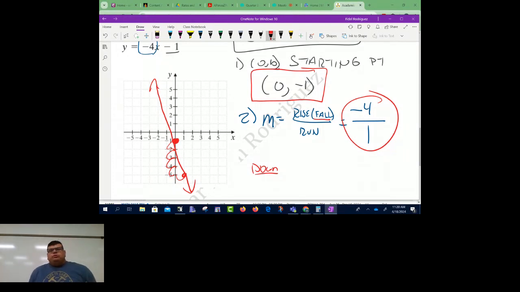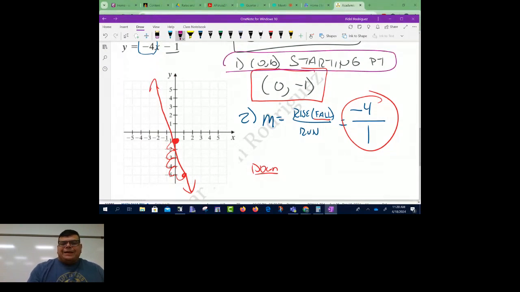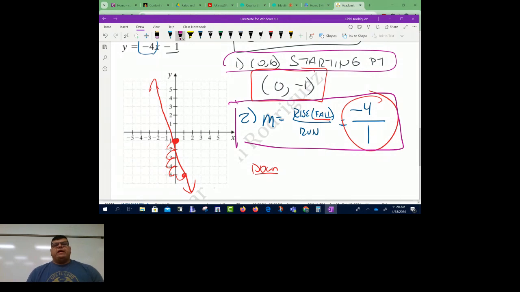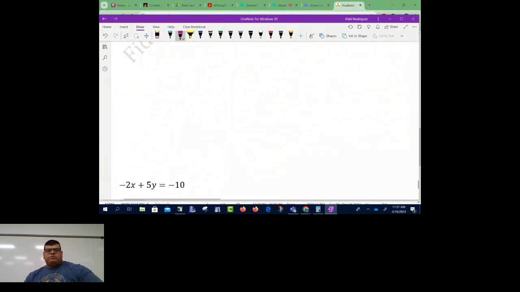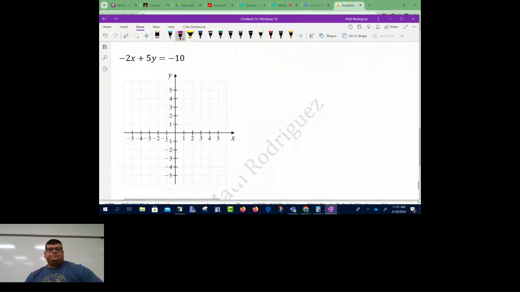So drawing a line with the slope-intercept form, we always start, y'all, step number 1, with our starting point, 0 and b, and then we use the slope to find an additional point, okay? Let's try that with this one here.